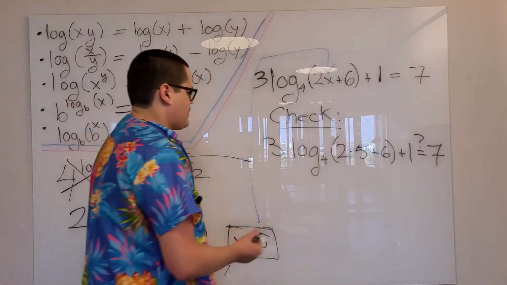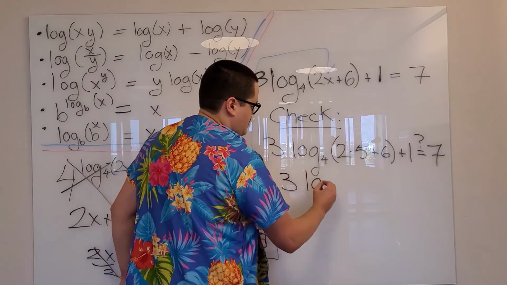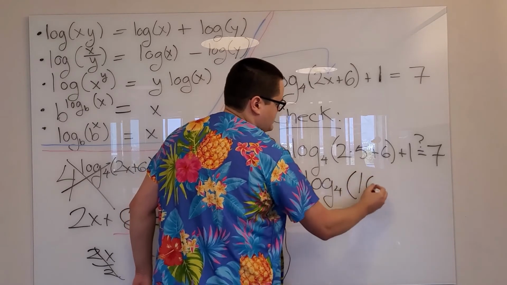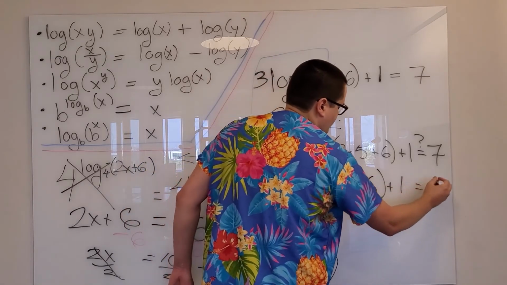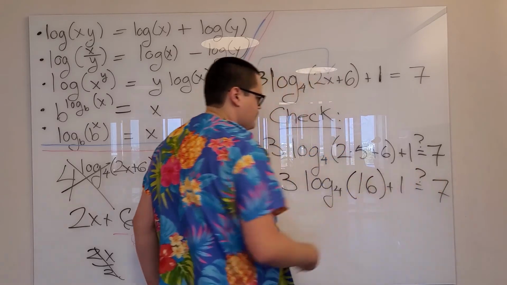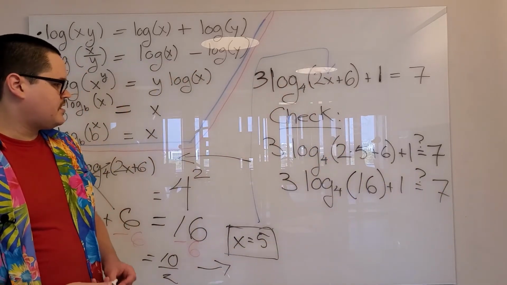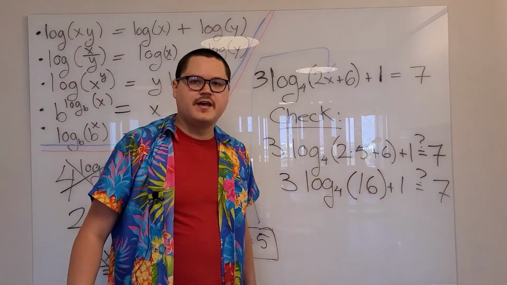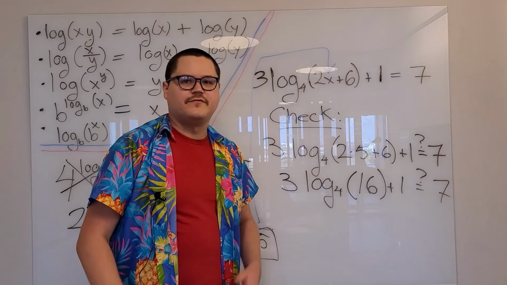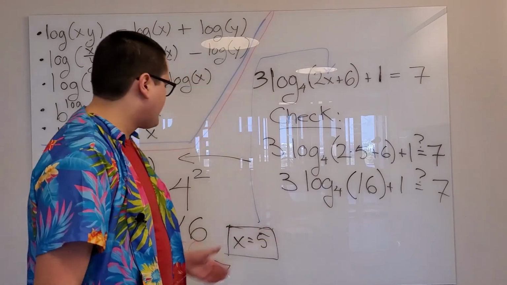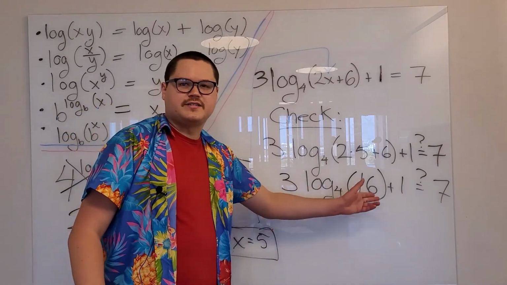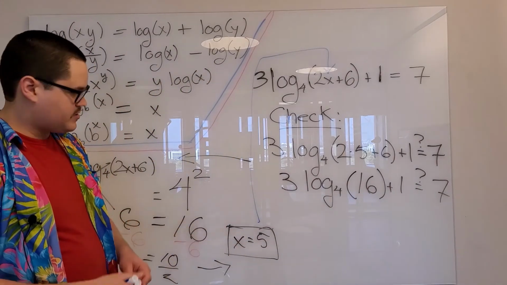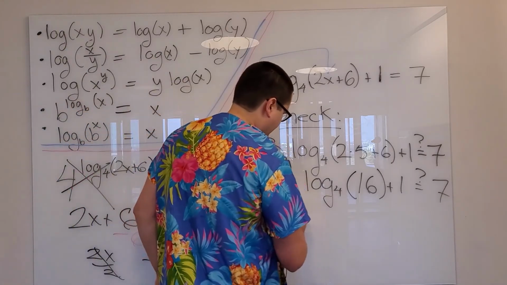Let's evaluate. 3 log base 4. Okay, 2 times 5 is 10. We add 6. Get 16 plus 1. Is that 7? Who knows? Let's simplify a little more. Well, we have log base 4 of 16. And we know that log base 4 is the inverse of the exponential function with base 4. So how can we rewrite 16 as a power of 4? Well, 16 is 4 squared. There we go.